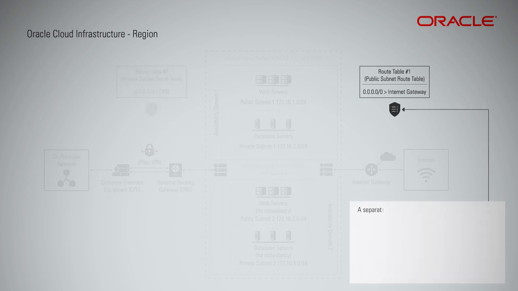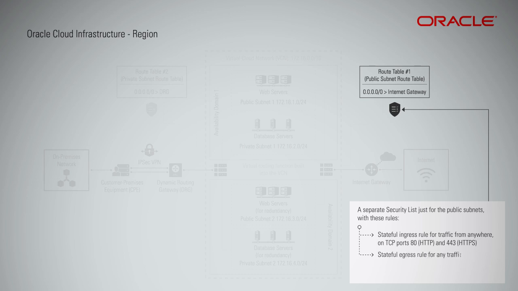7. A separate security list just for the public subnets with these rules. Stateful ingress rule for traffic from anywhere on TCP ports 80 HTTP and 443 HTTPS. Stateful egress rule for any traffic to the private subnets on TCP port 1521 for Oracle databases.